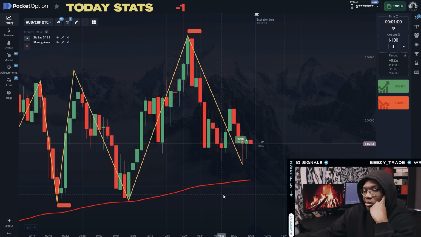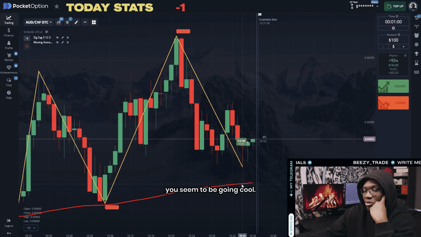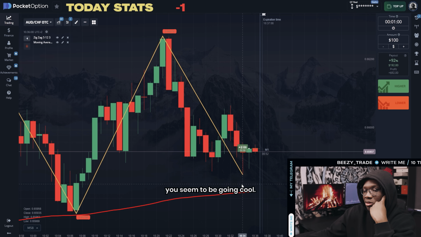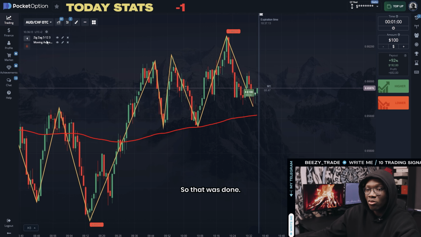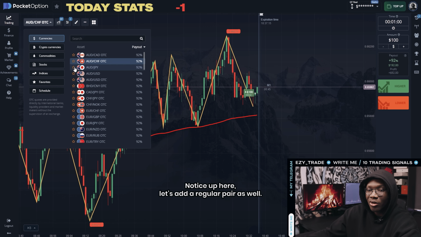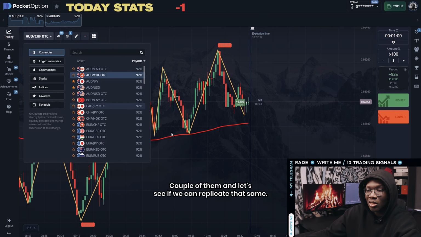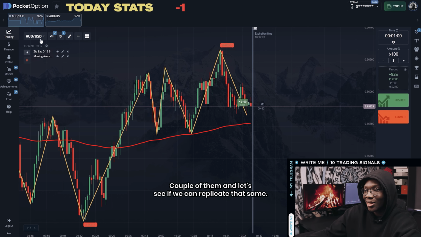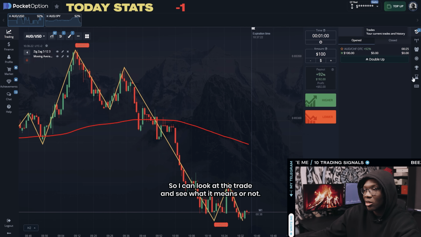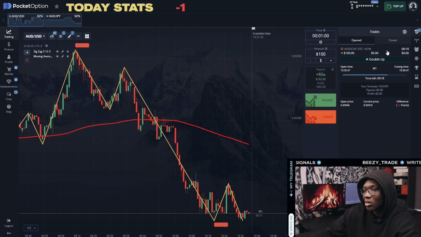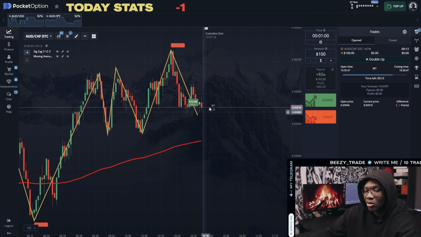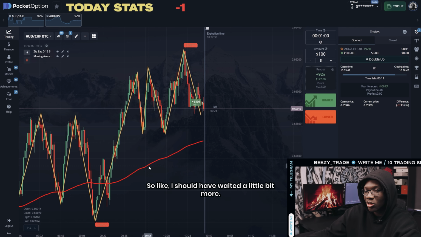And it seemed to be going cool. So we're just going to wait and see where we end on this. So that was done in an OTC pair. Let's add a regular pair as well, a couple of them, and let's see if we can replicate that same, so I can look at the trade and see if it wins or not. So we can see we are 20 seconds in, and it seems like the market's pulled downwards on us. Felt like I should have waited a little bit more.